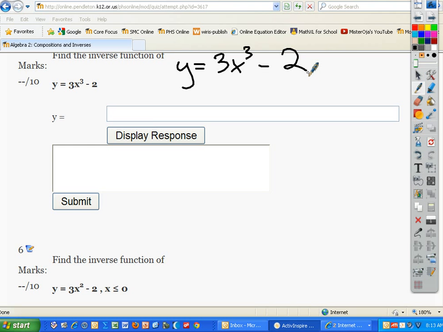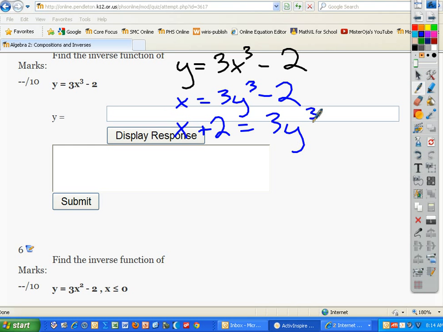Okay, so now if I'm finding an inverse, what do I do? Switch x and y. Good. So that becomes my x. Okay, what's next? Okay, reverse order of operations. So I'm going to add 2. If I'm going to isolate y, add 2. Good. So x plus 2 was 3y cubed.